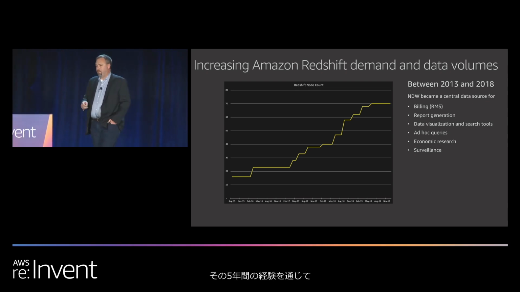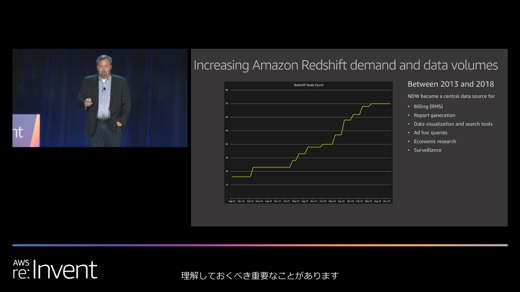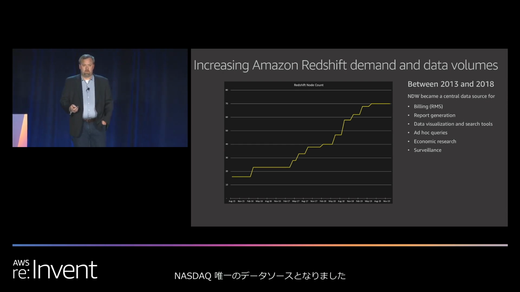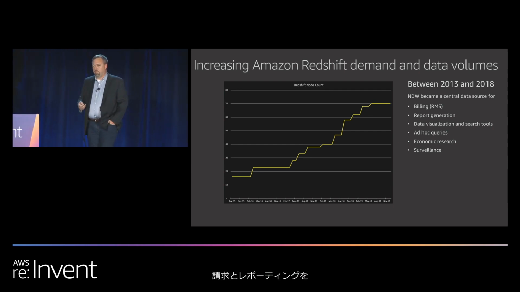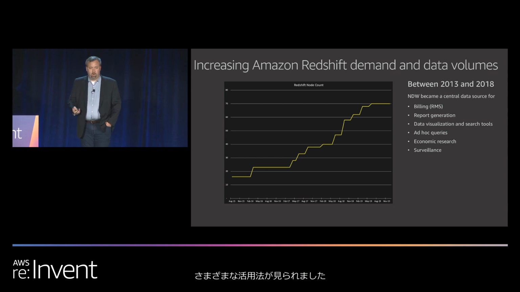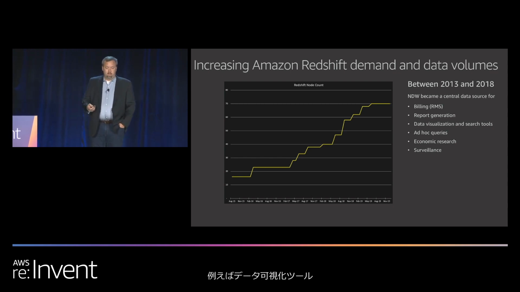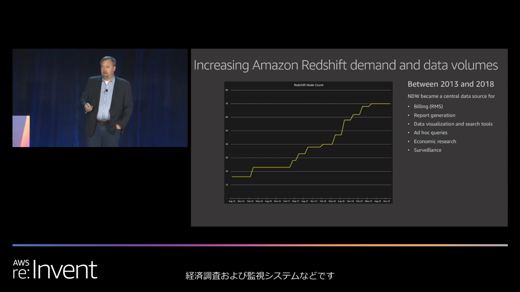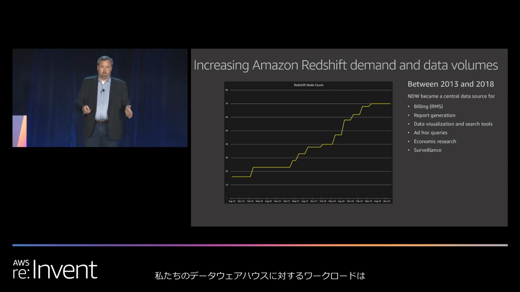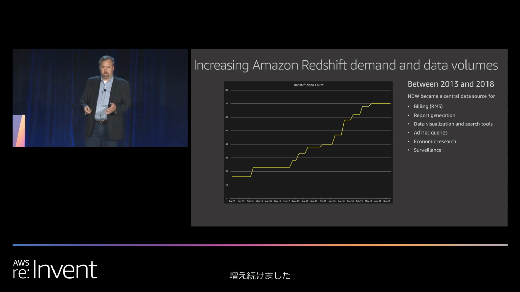During that time frame, there's a few important things to understand. First thing is that our data warehouse has become the central source of truth for data within Nasdaq. And so not only did we have our billing and reporting processes querying that data overnight, but we also saw an increased workload against this data warehouse from a variety of other use cases, such as data visualization tools, economic research, surveillance systems. So over this time, the workload against our data warehouse was continually increasing.